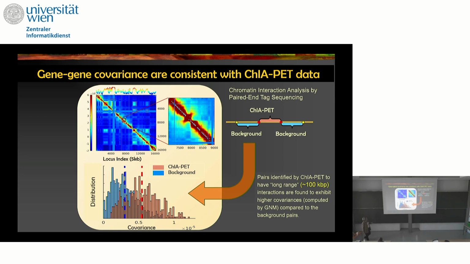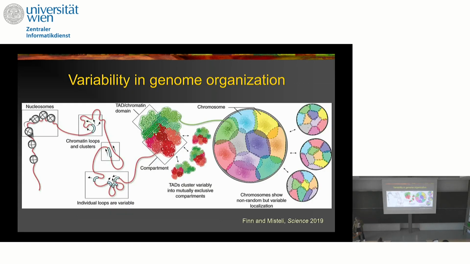If you compare with ChIA-PET experiments and then the background, you can see that what is measured to be more correlated shows a higher covariance. It's not perfect, but at least quantitatively we are at the right position.